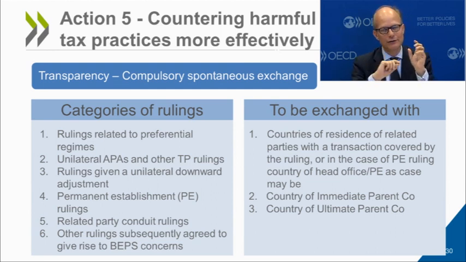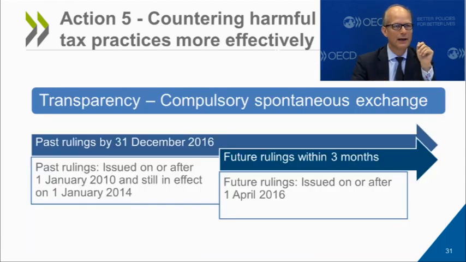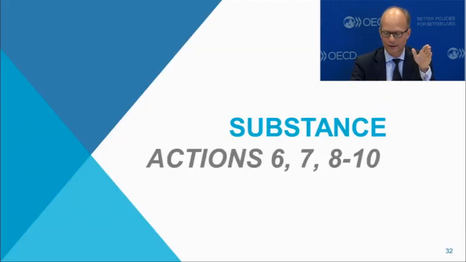On the other side, you see with which countries those need to be exchanged with on the basis of existing exchange instruments. And then last, you see the slide about the timing. As I said, we have details on when this is meant to happen. So past rulings, as they're defined, you see on the slide, need to be exchanged by the end of 2016. And for future rulings, there is an ongoing process of exchange within 3 months. So you see those systems. So with that, I think I have concluded on these actions so far.